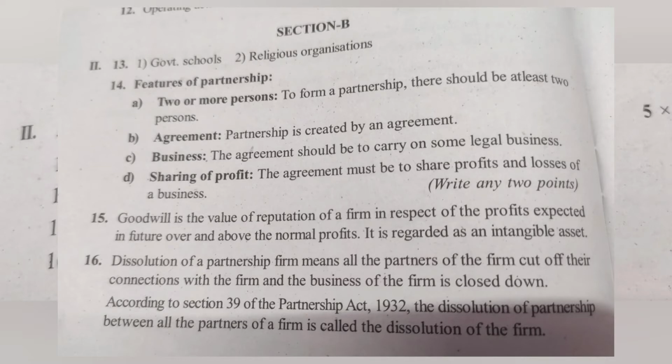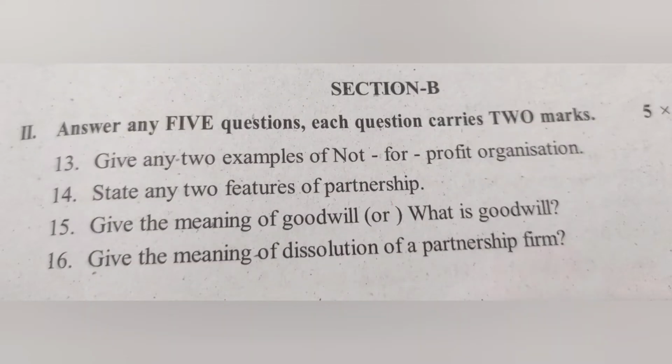After that, give the meaning of the dissolution. This we have already gone through, that dissolution is when all the partners agree to end or to exit the business, and if they start doing any illegal one, then they have to dissolve, to cut off their connection with the firm and to exit the business of the firm, and the business will be completely closed down. This is done as per Section 39 of the Partnership Act 1932, where the dissolution of a partnership between all the partners of a firm is called the dissolution of the firm, where all the parties call off the agreement and they end up the business. That is dissolution.